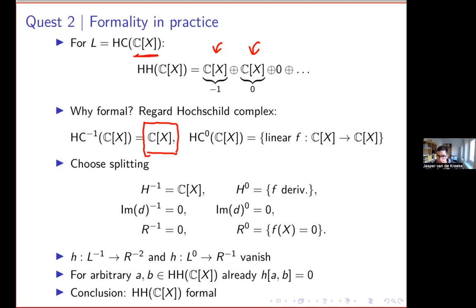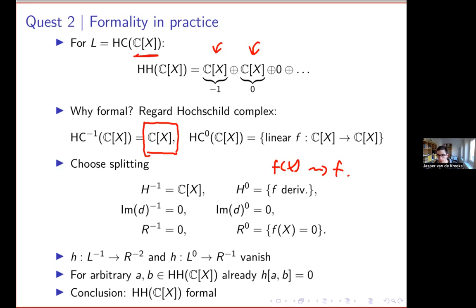representative choice. The image in degree -1 is 0 because nothing maps from degree -2 to -1. In degree 0, it's 0 because Cx lies in the center, and the Hochschild differential from -1 to 0 is just commuting, which is 0. And so what we're going to choose is H^-1 is Cx, and H^0 is the whole kernel, and the kernel is given by those linear maps which are derivations. So if you fix f of x, you know f on all monomials. This is our choice for H.